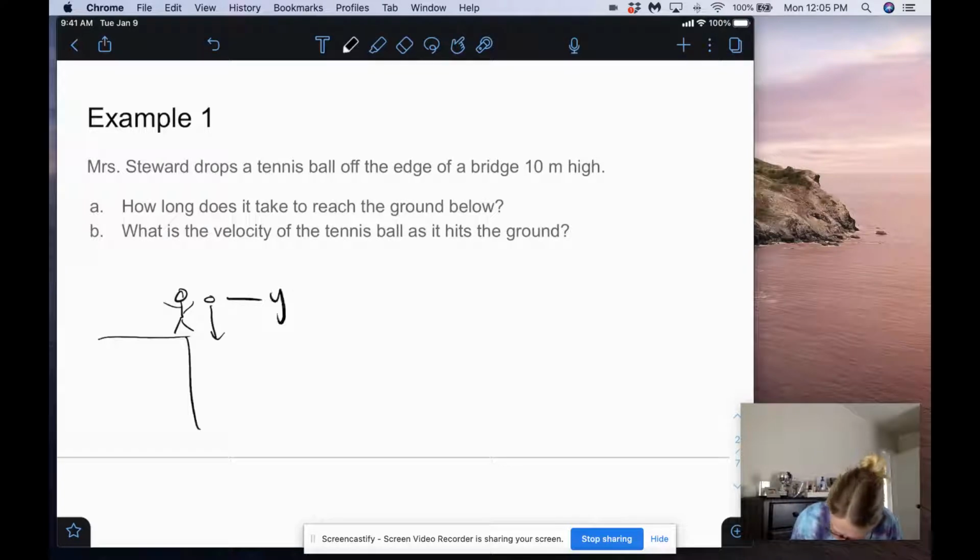So I'm going to call this y equals a positive 10 meters because that's where we start. I know the bridge is 10 meters high and I'm starting 10 meters off the water, because we're on a bridge. My bottom here is y equals 0. And I know that I dropped this tennis ball off the edge of the bridge that's 10 meters high. I want to know how long it takes to reach the ground below, so here I want to know what my time is. And then what's the velocity of the tennis ball as it hits the ground? I want to know final velocity equals question mark.